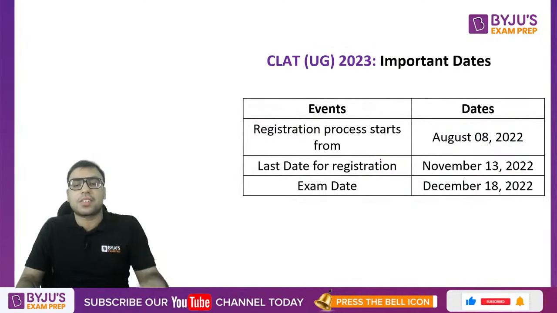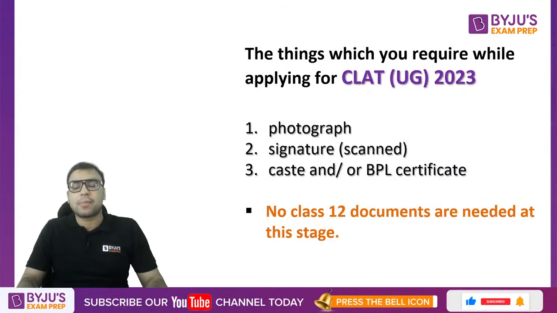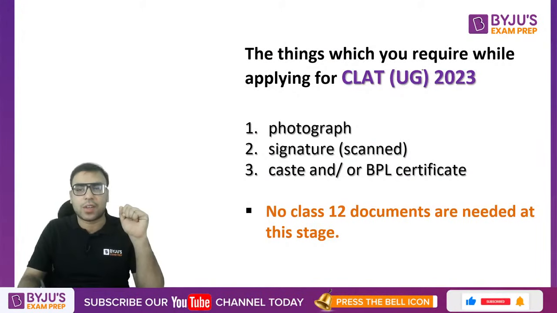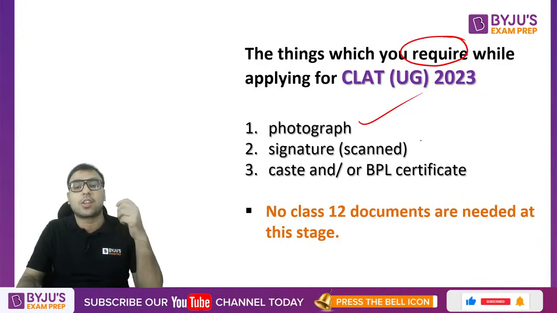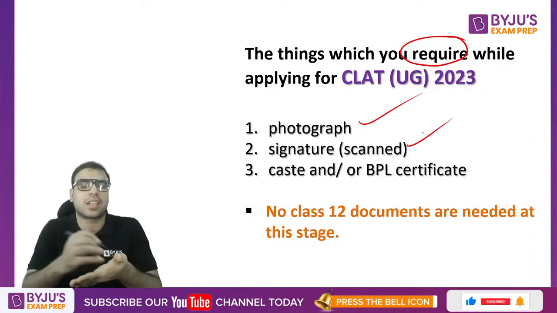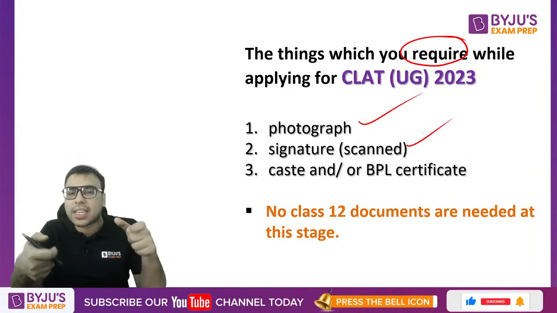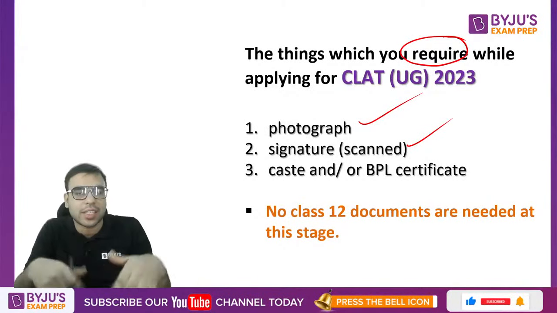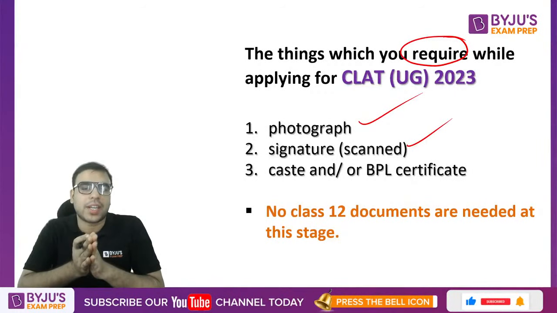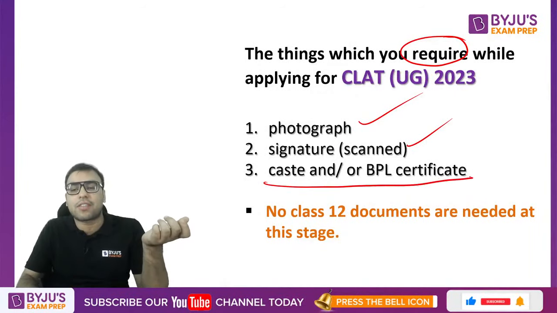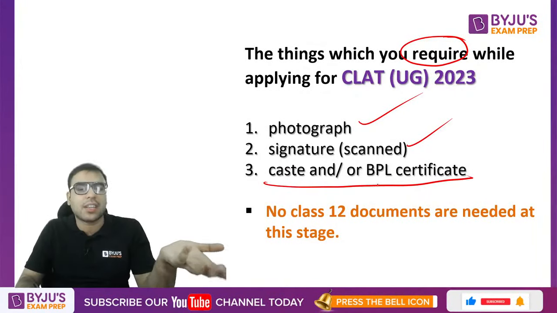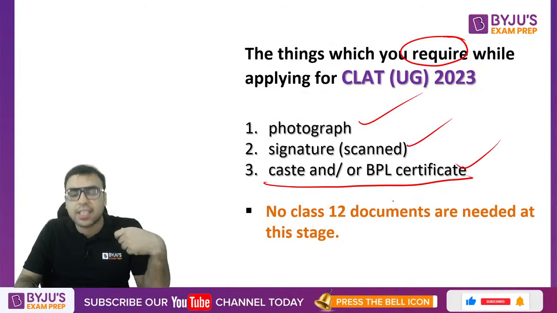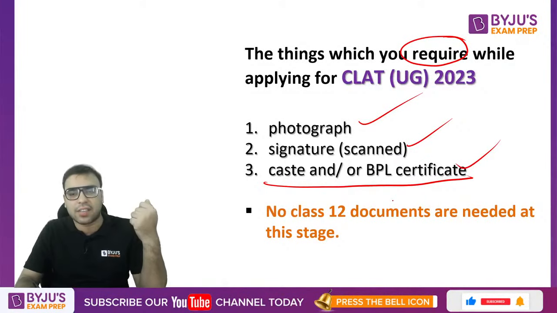Now first of all, before filling the form, what are the things you require? The first is your photograph and your scanned signature. So what you do is sign on the paper, then take a photo from the mobile phone, and then you can upload it. Then, if you are from a BPL or reserved category, you need a caste certificate also.